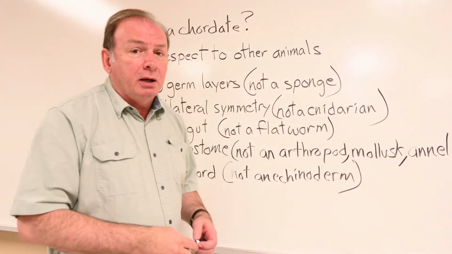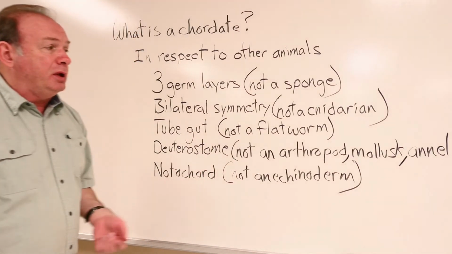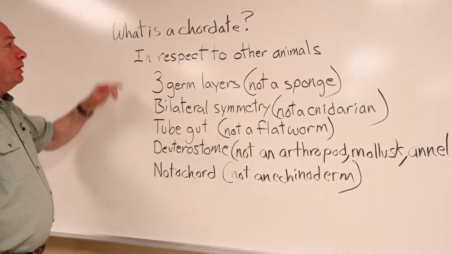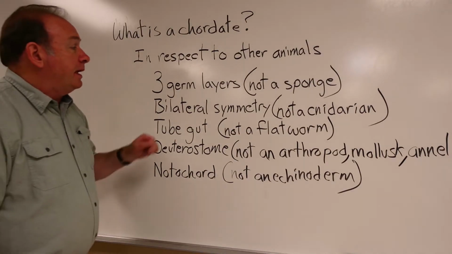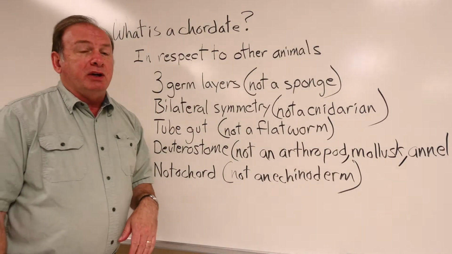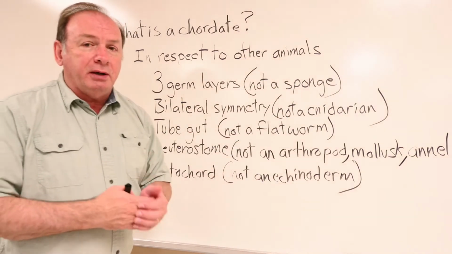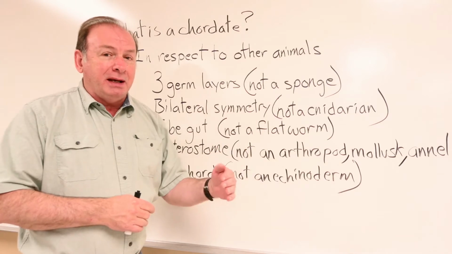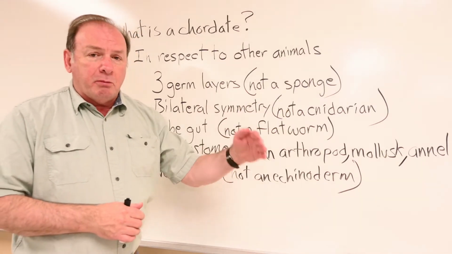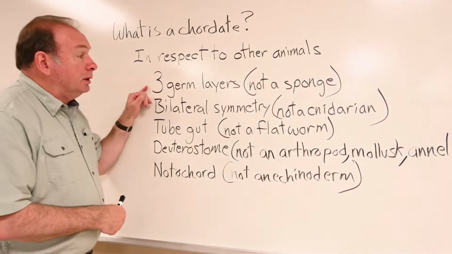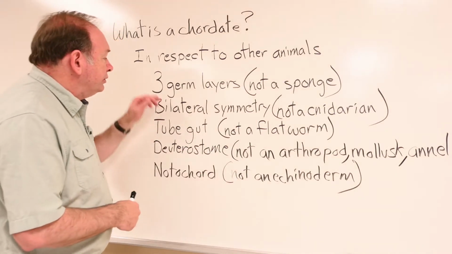We're going to begin with identifying what a chordate organism is and comparing it to the other taxa of animals. So what is a chordate in respect to the other animals? The first thing on here, chordate has 3 germ layers. That means it's not a sponge. Most other animals will have 3 germ layers: an ectoderm, a mesoderm, and an endoderm. Those 3 layers as you go from the outside to the inside. Ectoderm, mesoderm, endoderm. So sponges don't have that kind of organization, at least not well established.